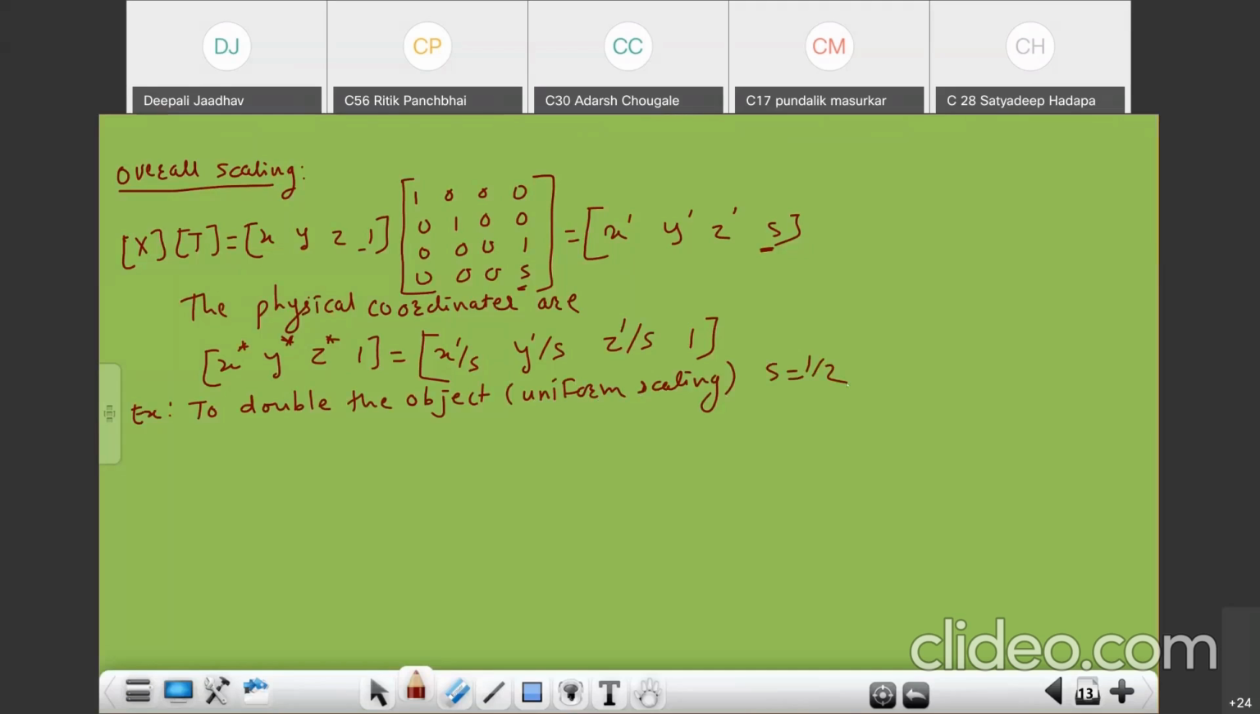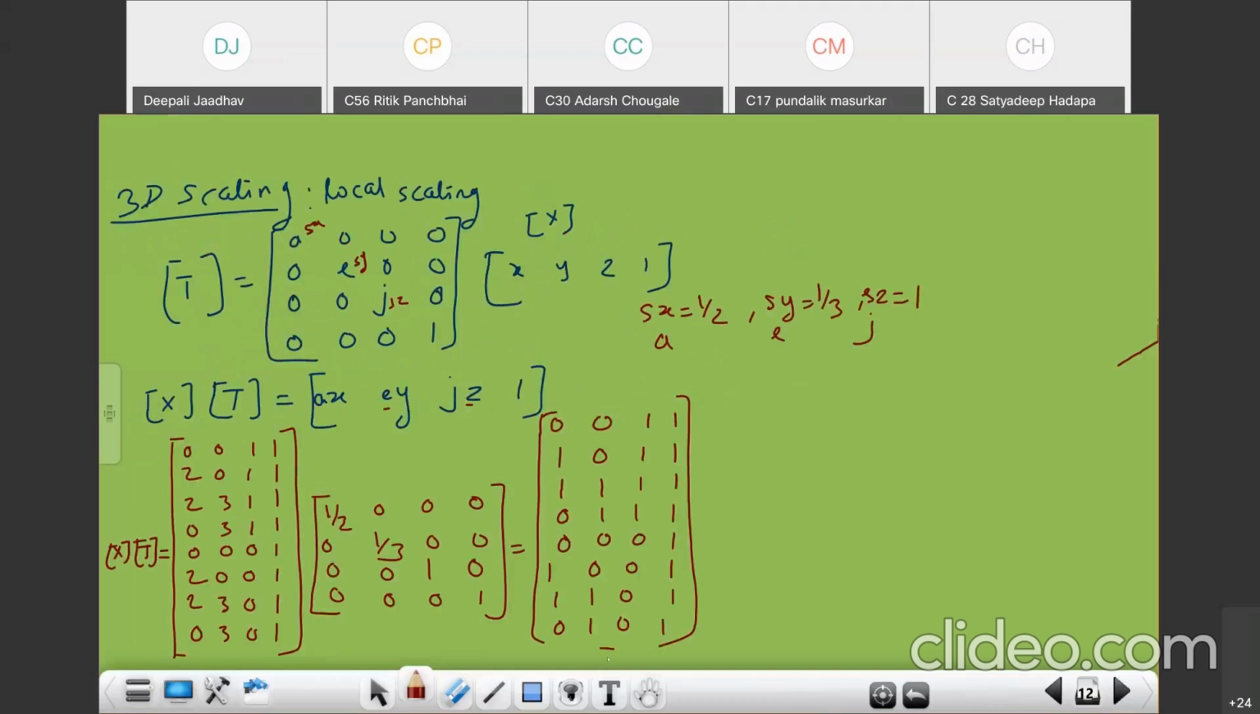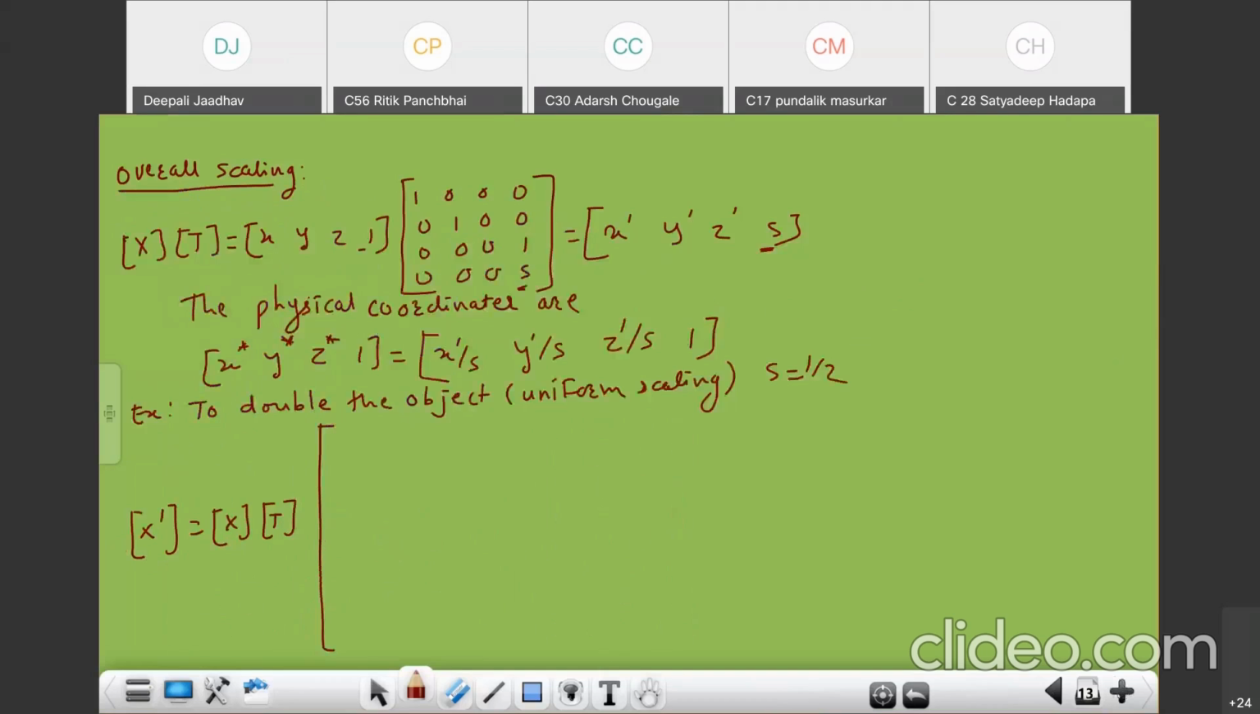S is equal to 1/2. To scale it to double size, we require s equal to 1/2. Now see with the example. Suppose we consider x dash. I directly write here the position vectors of the object, the previous one as it is. Whatever the result is here, that result we are going to scale, making it double. So I write those values here: 0, 0, 1, 1.